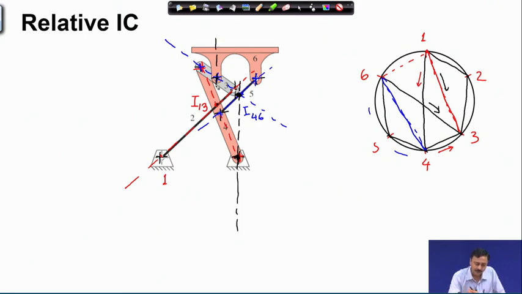So, therefore, it must also lie on this line. Now, I16 therefore must lie on the intersection of these two black dashed lines. Now, these two lines are actually parallel. So, therefore, they meet at infinity. What it means is that body 6 is in pure translation, because the instantaneous center of rotation I16, that means 6 with respect to ground, is at infinity. So, this body 6 is in translation.